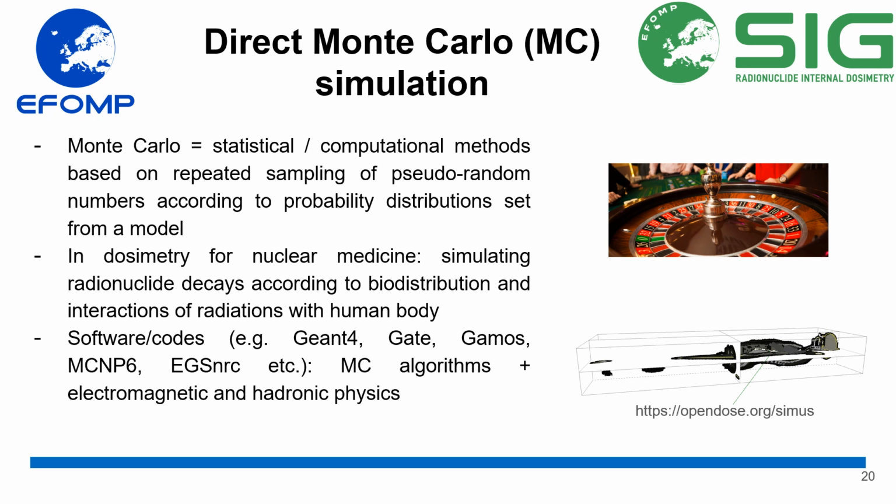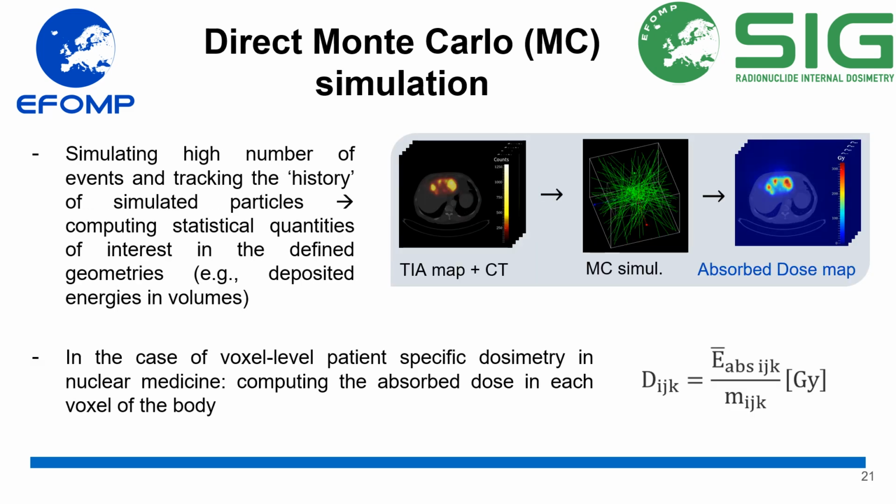Different software tools are available for these purposes, like GEANT4 and GATE, enabling to apply the Monte Carlo algorithm to the physics of our interest, made by cross-sections of interaction in different materials and all of that stuff. By simulating a high number of decay events and tracking the history of the simulated particles, statistical quantities of interest can be scored, like the energy deposited into volumes, and in the case of voxel-level dosimetry, the absorbed dose in each voxel of a patient CT can be evaluated.